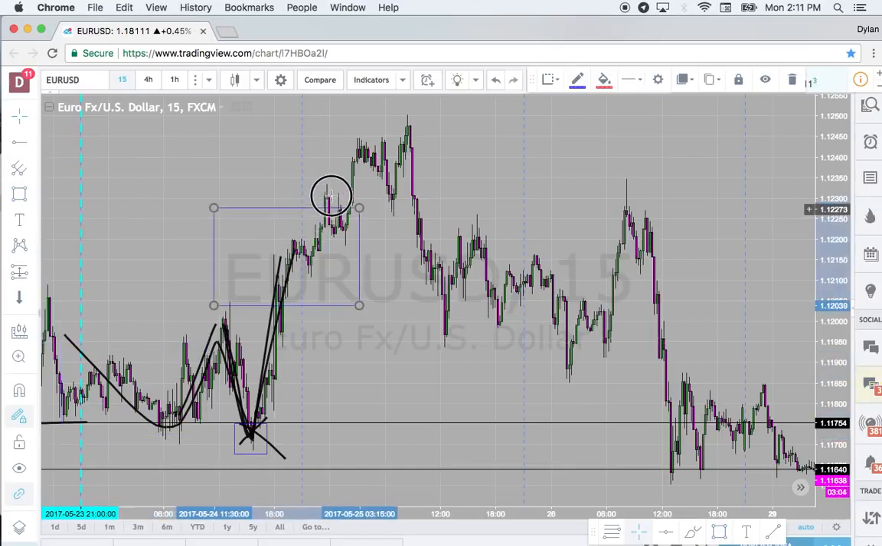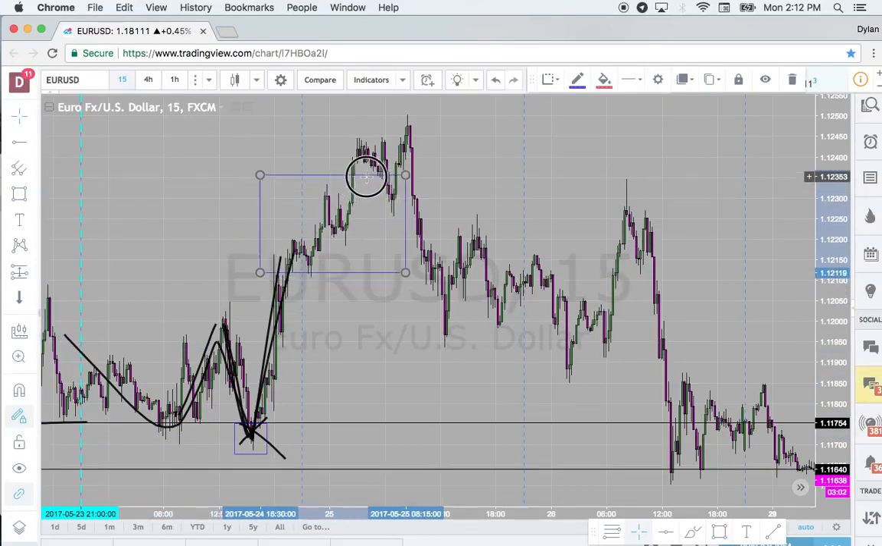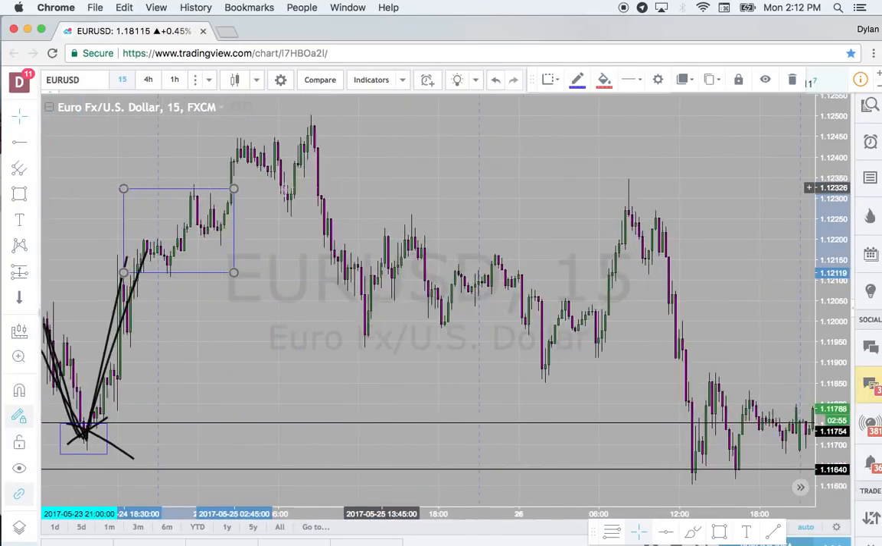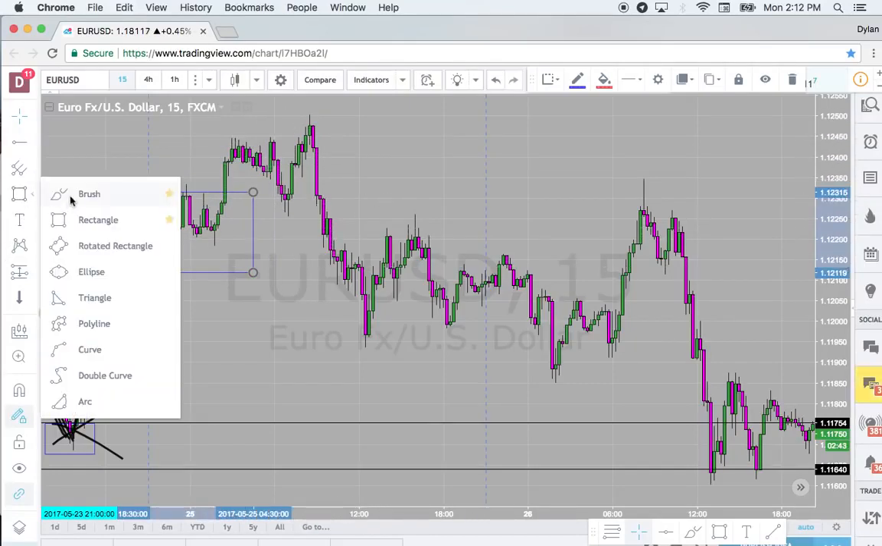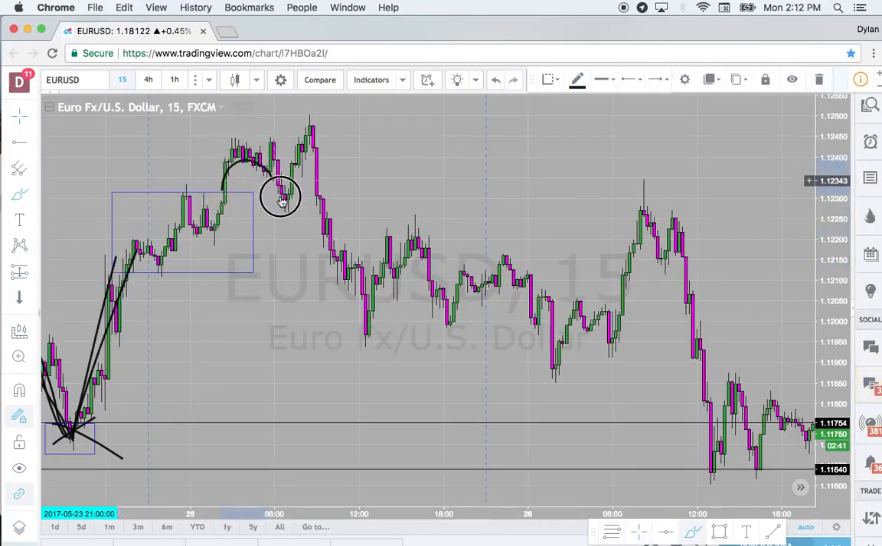Now, the next day didn't have such a defined consolidation area. It was somewhat defined here for a little bit, and then the breakout of the consolidation occurred. What we can see is that second leg stop hunt to the high created that M formation.